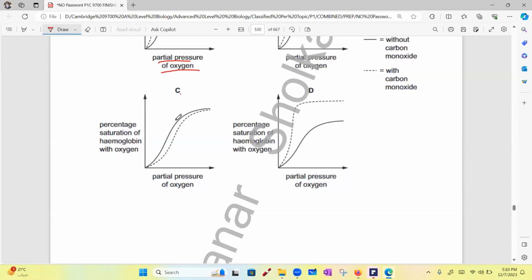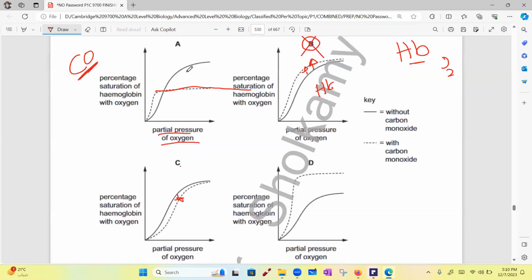Now C, there is a decrease in affinity. Why didn't you choose C, even though there's a decrease in affinity? Why did you choose A? A is correct, by the way. A and C both show a decrease in affinity. But which one shows a greater decrease in affinity? A or C? A. In C, there is a little bit of decrease in affinity of hemoglobin. So C can happen in normal situations while you're exercising, for example, not when you are exposed to carbon monoxide.